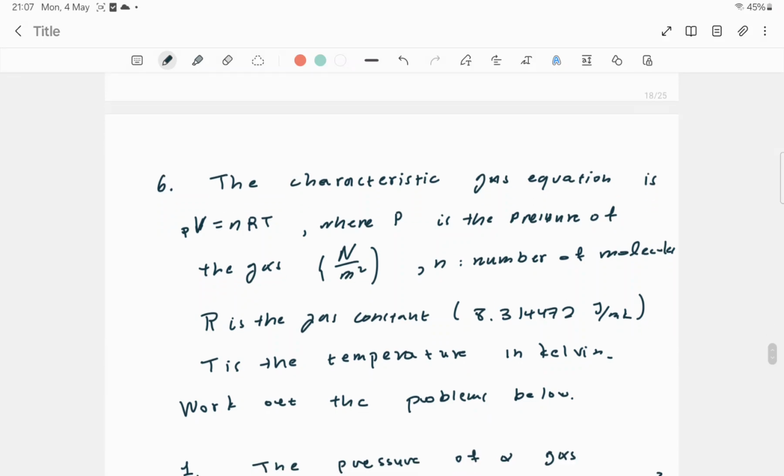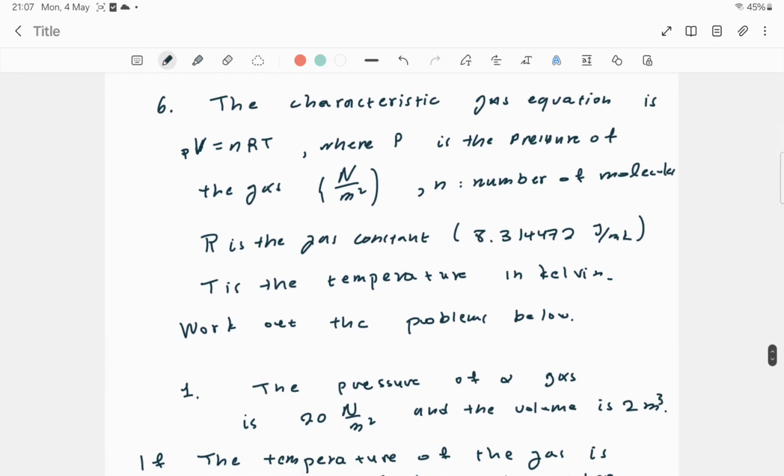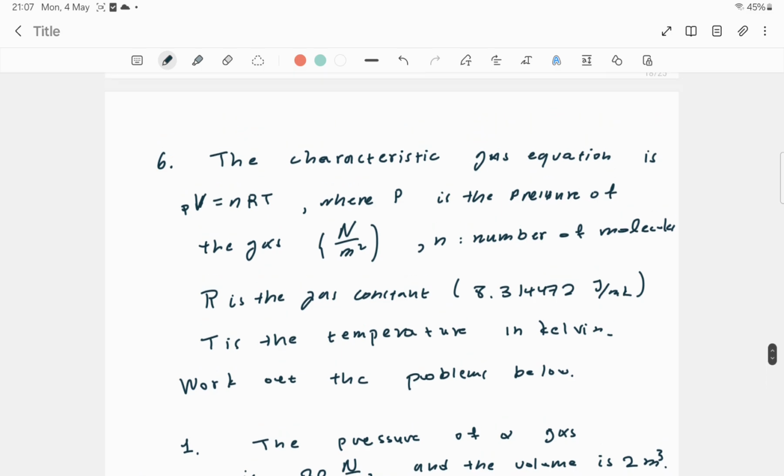Okay, now we go to the next part. This is task 1, question 6, and then we go from 1 to 6.